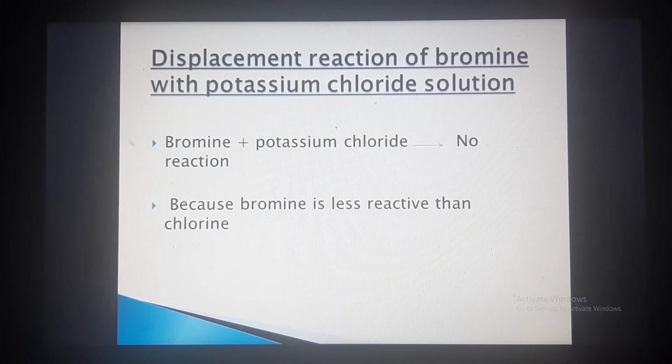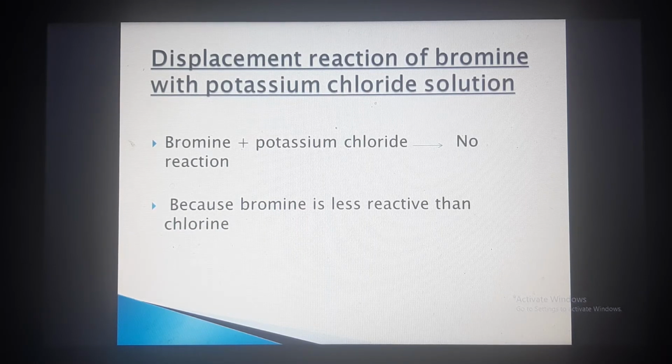Next, displacement reaction of bromine with potassium chloride solution. Here we are using bromine plus potassium chloride. Before, which one did we use? Potassium bromide plus chlorine. So in this case we can see that there is no reaction.